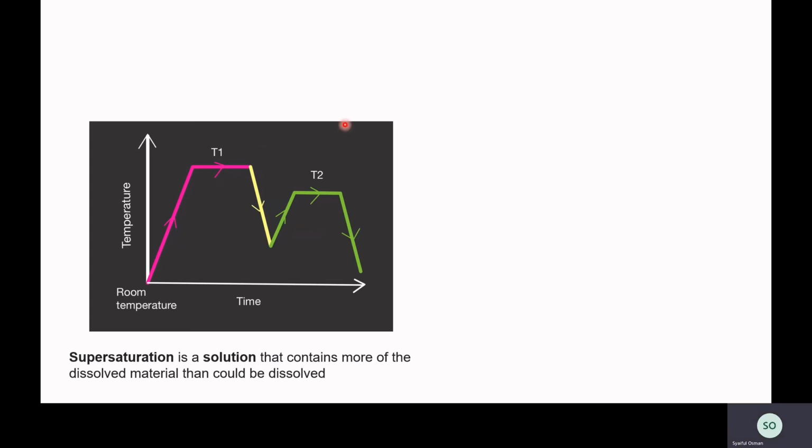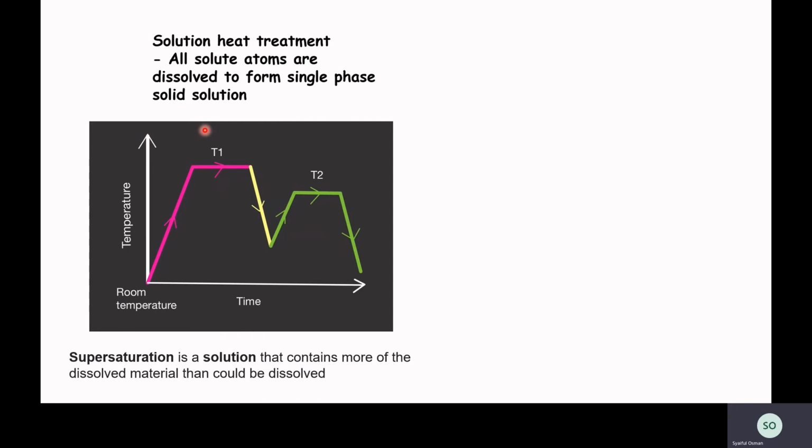So graphically, this is how we can represent the process that is involved in a heat treatment, as shown in the figure here. In the first step, shown by the red color here, we have a solution heat treatment where all the solute atoms are dissolved to form a single phase solid solution. And then we have quenching, shown in the yellow color in the figure, that can be defined as rapid cooling to room temperature to create a supersaturated solid solution.